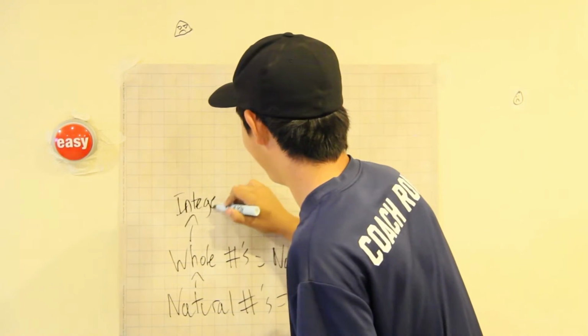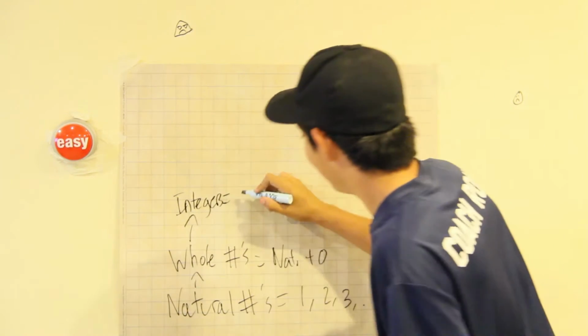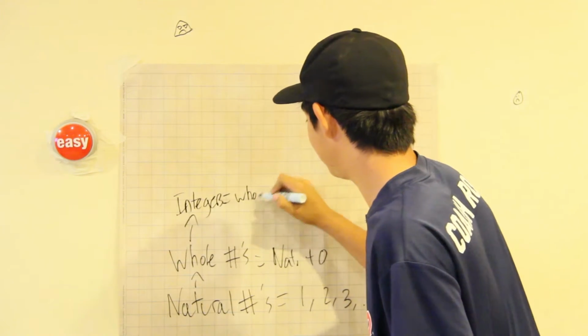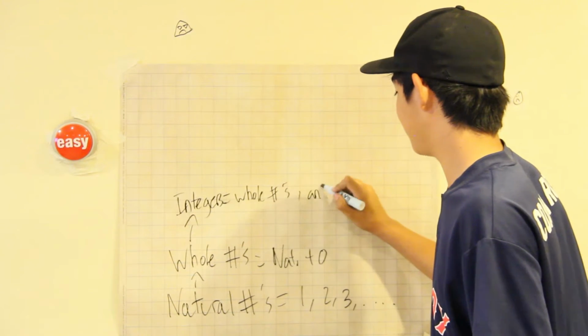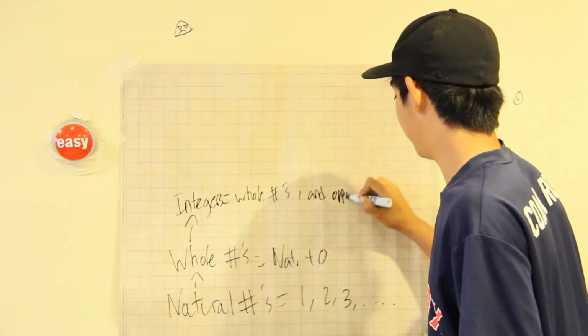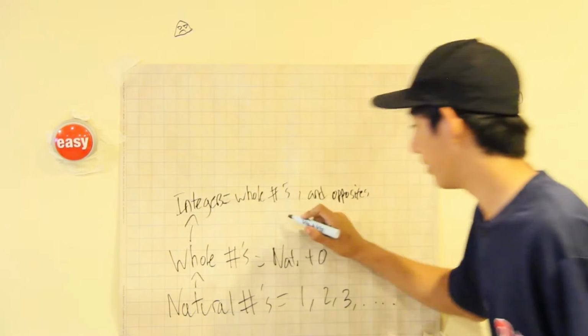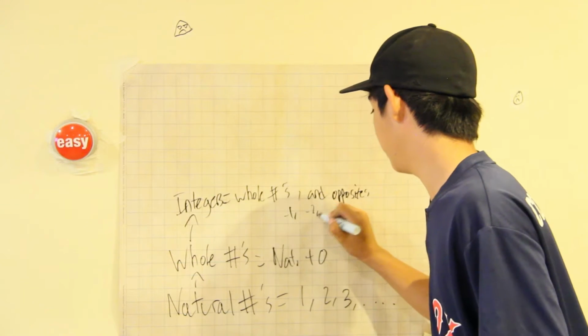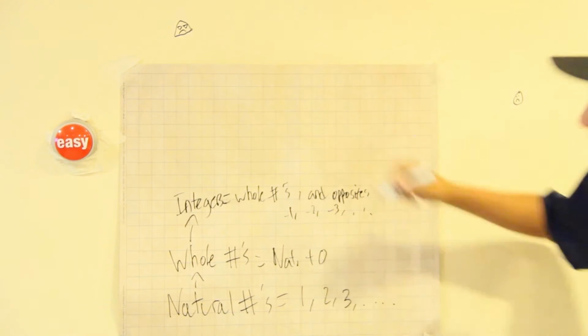Above the whole numbers is integers. Now, integers, they're pretty good. They are basically the set of whole numbers and its opposites. So it includes 0, 1, 2, 3, 4, and it also includes numbers like -1, -2, -3, and so on. But they still have to be whole negative numbers.